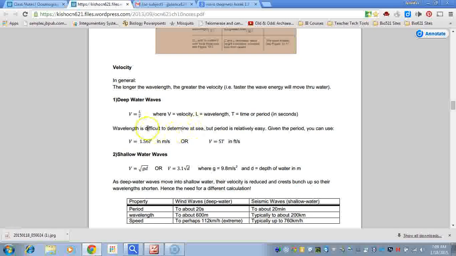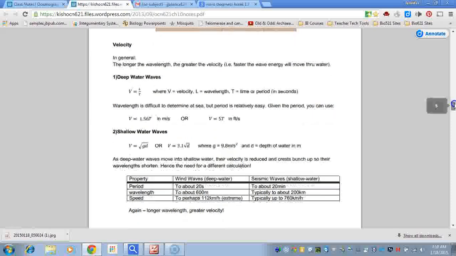Okay, so this is the formula for velocity: velocity is wavelength over time. We can use the period and a relationship between the period and velocity in order to calculate it right out using the period. If you wanted it in meters per second, you'd say velocity is 1.5 times the period. If you wanted it in feet per second, then it would be 5 times the period. Okay, so that's for deep water waves.